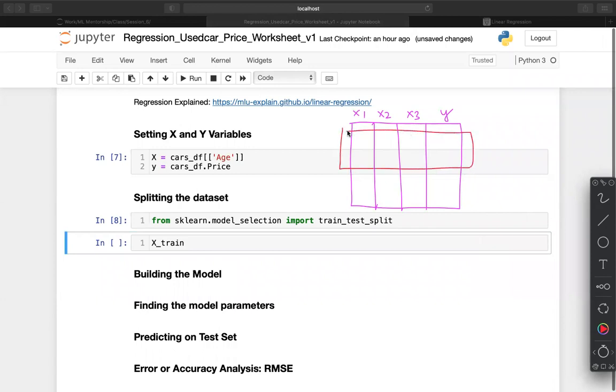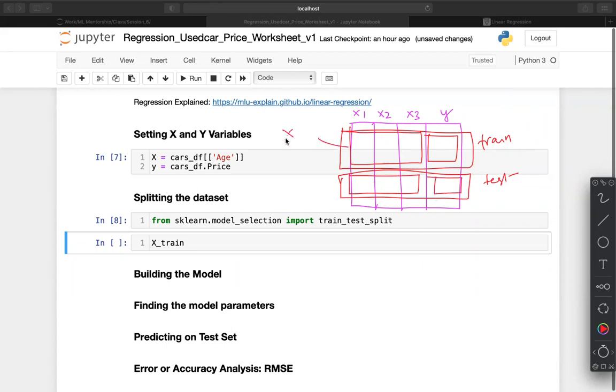So one will be your train and one will be your test. Of course, this does it randomly, not sequentially. And it returns four data frames. One is the x values of the train, the y values of the train, the x values of the test, and the y values of the test.